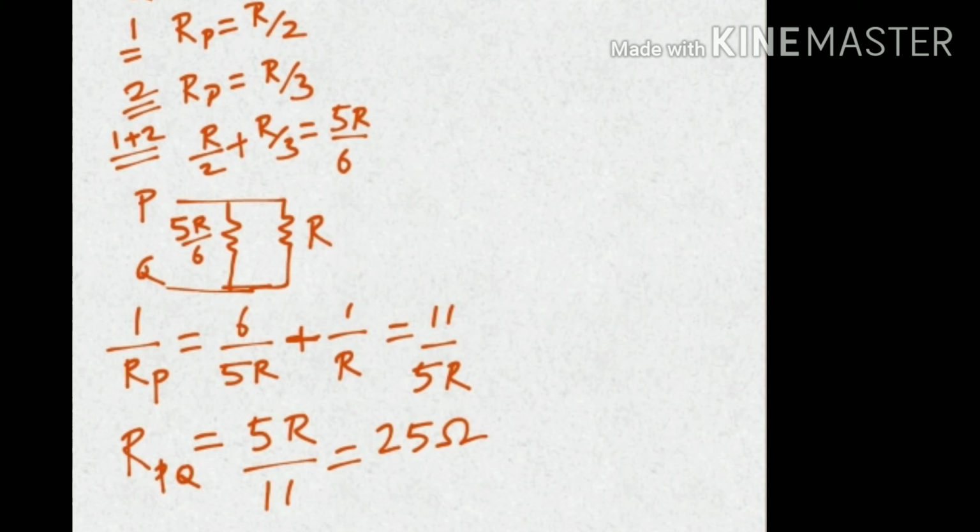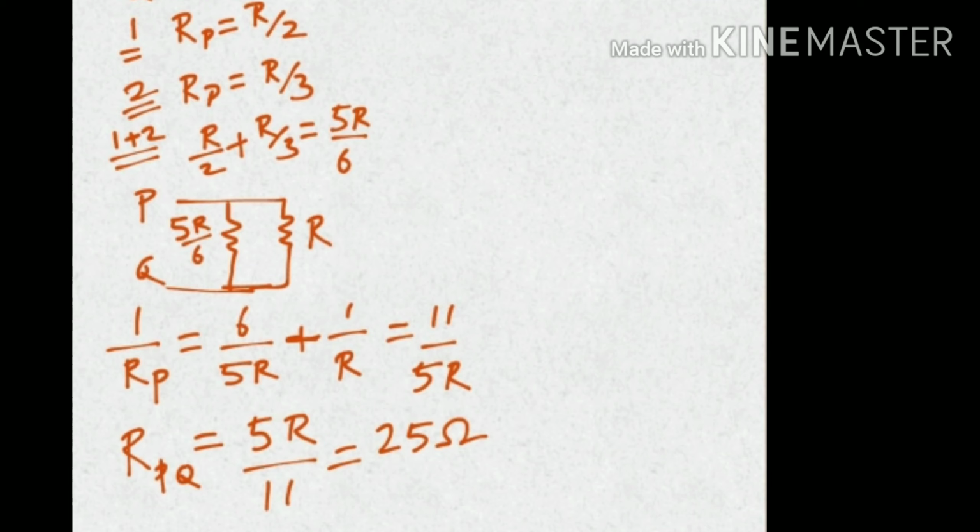In region 1, 2 resistors, so 1 by R plus 1 by R is 2 by R, so it will be R by 2. In the other region, it is 3 resistors all having the same value, so we always write R by N. If I have N resistors, here 3 resistors of the same value, it is R by 3. Finally, adding these two in series, R by 2 plus R by 3 will be 5R by 6.